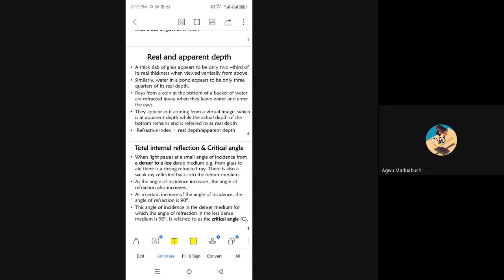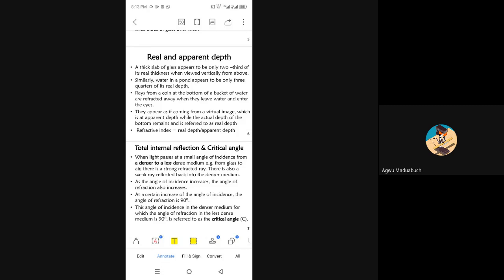Total internal reflection. Slide 6: real and apparent depth. A thick slab of glass appears to be only two-thirds of its real thickness when viewed vertically from above. Similarly, water in a pond appears to be only three-quarters of its real depth.